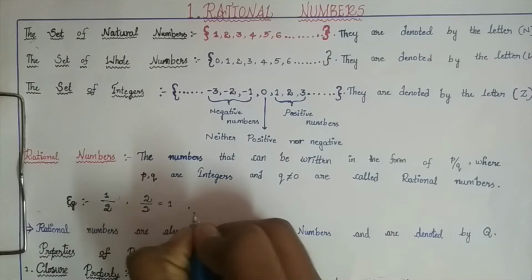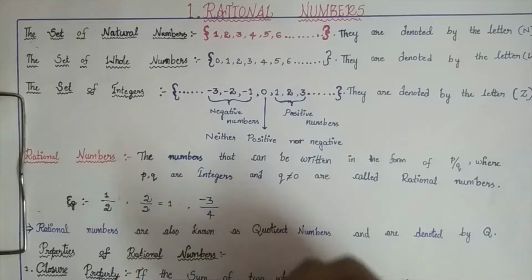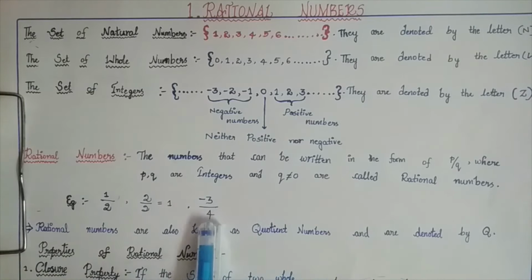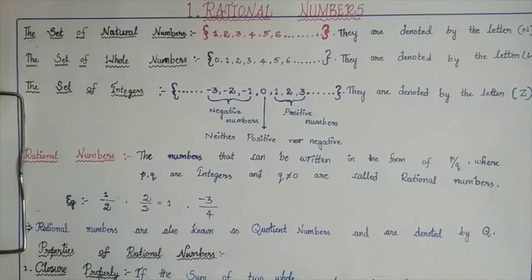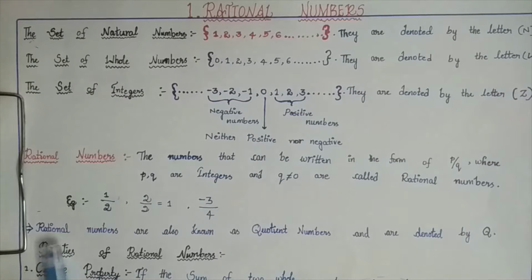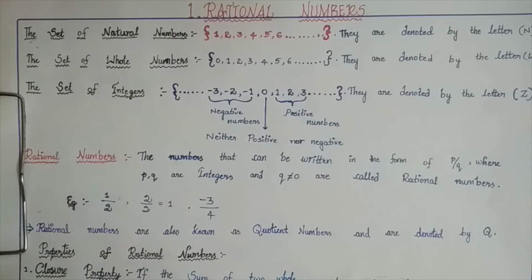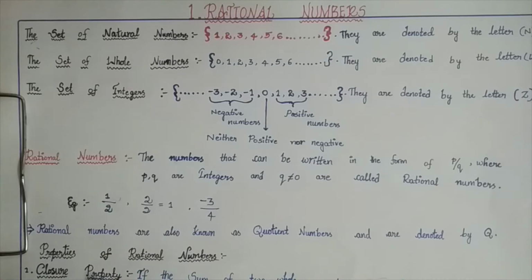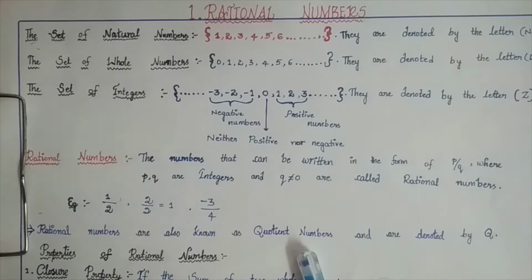If you take any other, like a negative number, minus 3 by 4, it is in the form of p by q. The denominator is not 0, so it is a rational number. Another important thing: rational numbers are also known as quotient numbers and are denoted by the letter Q.